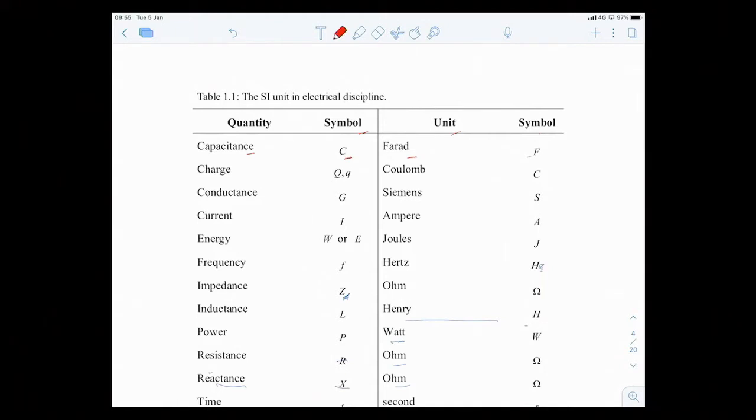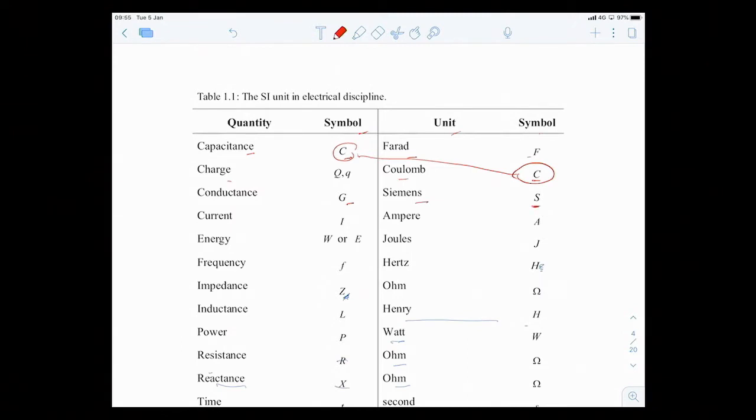Charge, you can have a capital Q or a small q. The unit is coulombs, and the symbol for the unit is C. So you have to look at the context, whether it's C as a capacitance or C as a unit of coulombs. Conductance, capital G, and the unit is Siemens. The symbol is S.